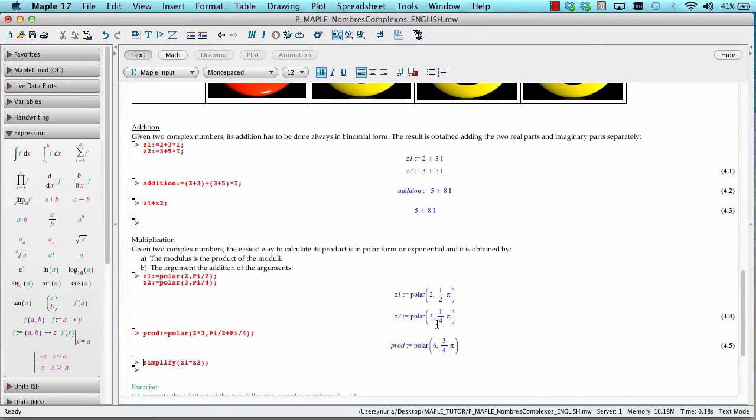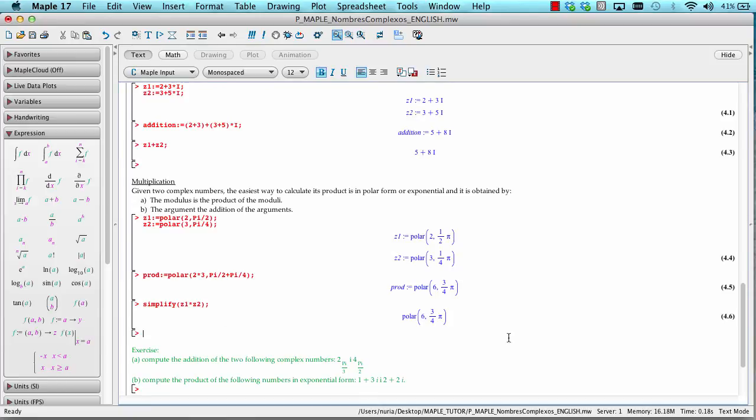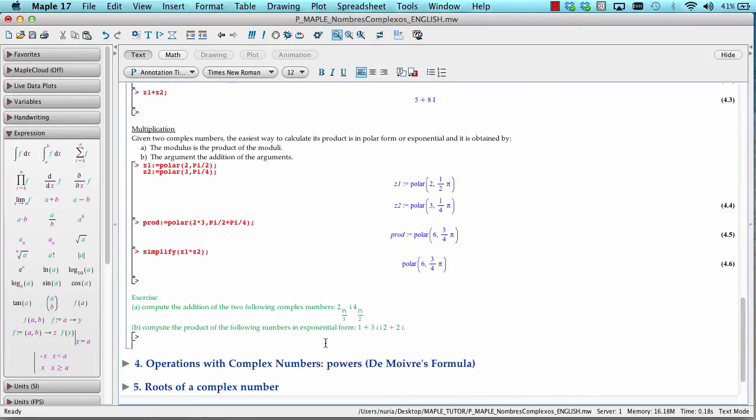So the resulting number has a modulus 2 times 3, and the argument is 1/2 of pi plus 1/4 of pi. You can also do the product by using Z1 times Z2, but then you have to simplify the result so that you get the same. Okay? So let's do the following exercise.